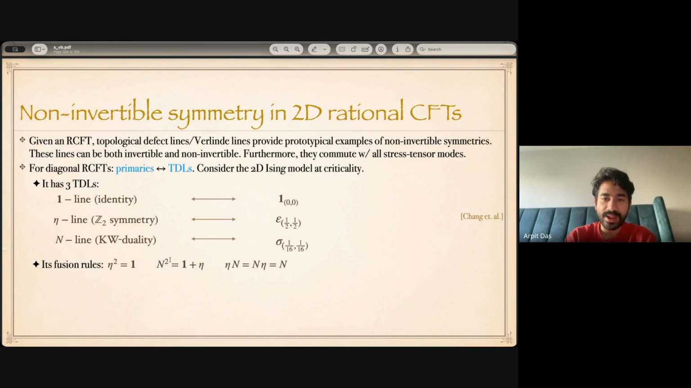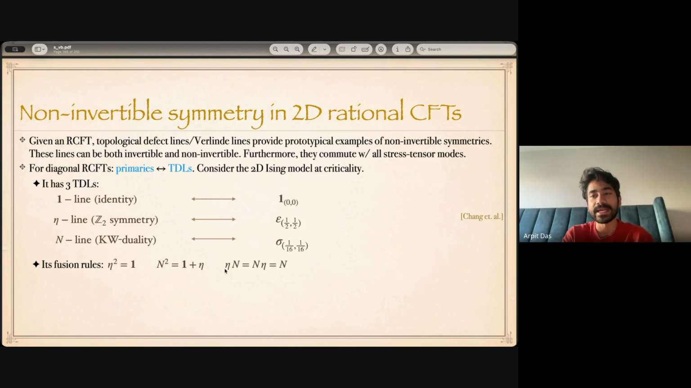Because if you do the OPE for the Z2 line and the N line, then you will pick up N just like this, the N conformal family. Now imagine if N had an inverse, then you can hit it with an inverse, and you will just get that N inverse is eta. So 1 will be eta, but we know that eta is not 1. It is the non-trivial Z2 element. So this tells us that N is not invertible.